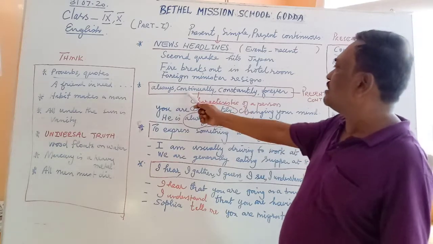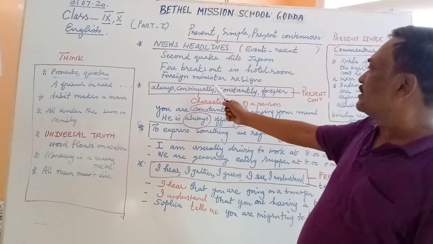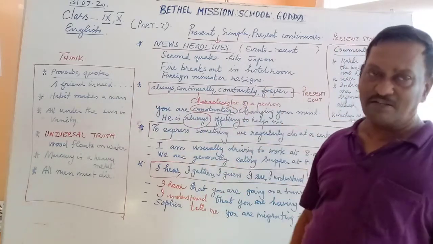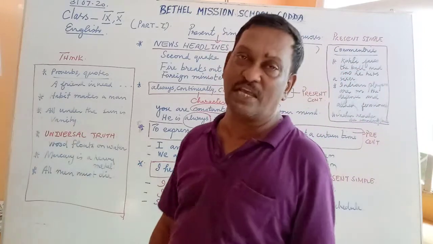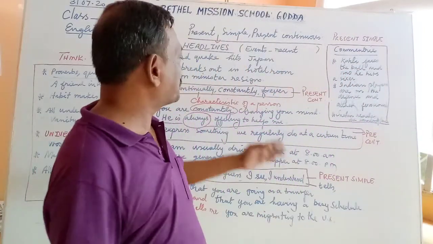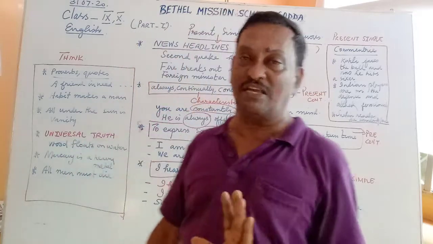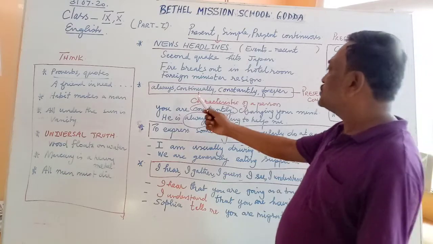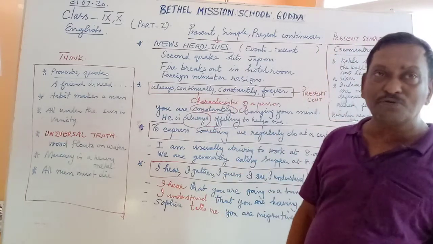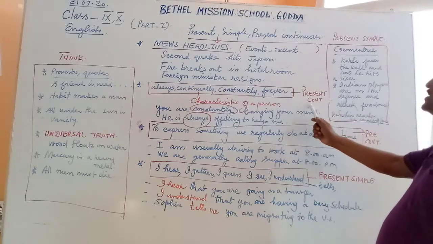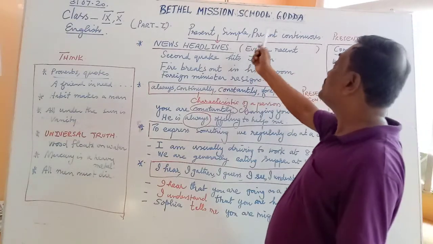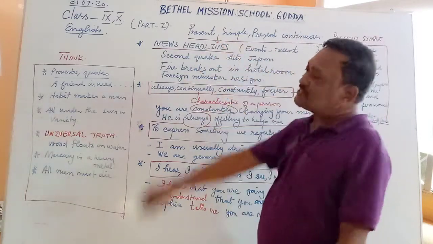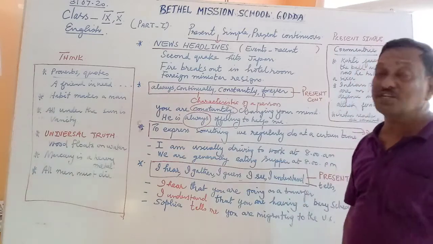And look at these words. Constantly, continually, always, forever. These are known as adverbs of frequency. They are adverbs which are used to talk about the frequency, how often an action happens. So, they are used in the present continuous. We are talking about present simple and present continuous. Remember that. So, we need to understand where the present simple is used and where the present continuous is used.